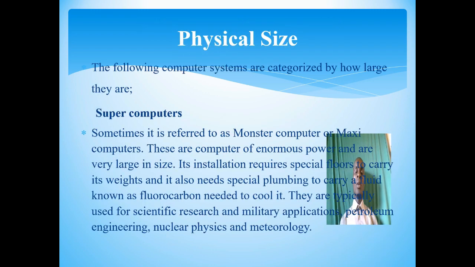So we will start with physical size. We say that the following computer systems are categorized by how large they are. Number one, under physical size, we have the supercomputer. It is sometimes referred to as a monster or a max computer. These are computers of enormous power and are large in size. Its installation requires a special floor to carry its weight, and it also needs special plumbing to carry a fluid known as fluorocarbon needed to cool it.